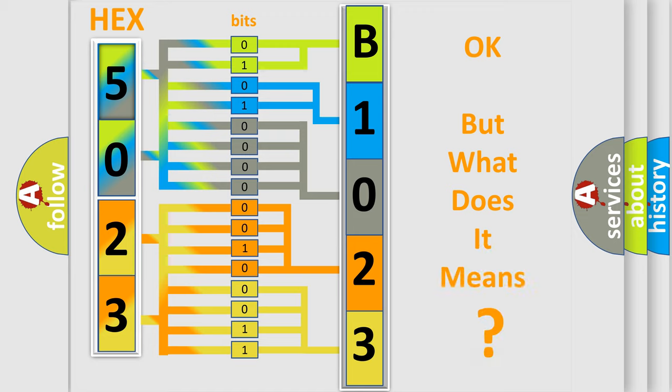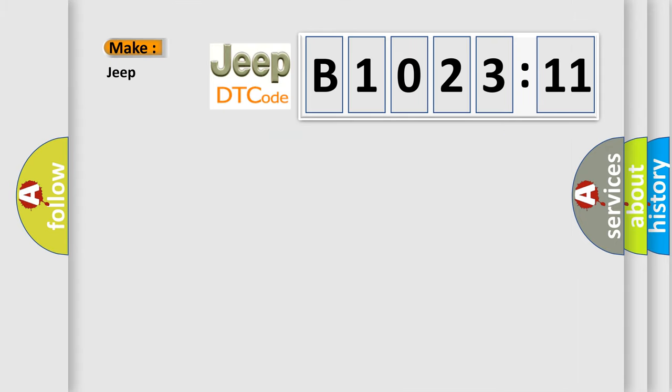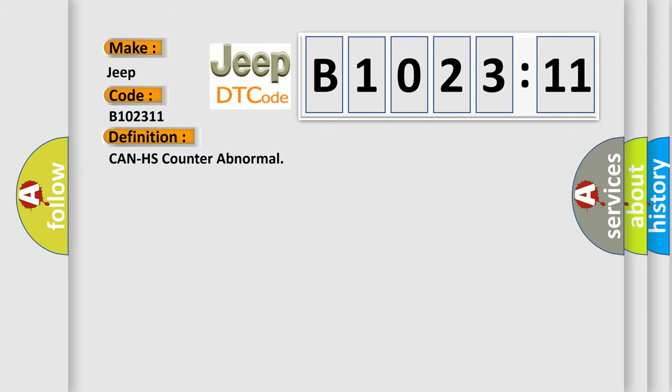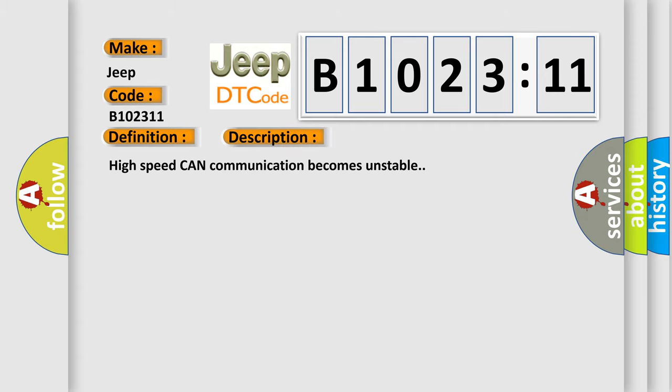The number itself does not make sense to us if we cannot assign information to what it actually expresses. So, what does the Diagnostic Trouble Code B1023-11 interpret specifically for Jeep car manufacturers? The basic definition is NHS counter abnormal. And now this is a short description of this DTC code: high speed CAN communication becomes unstable.